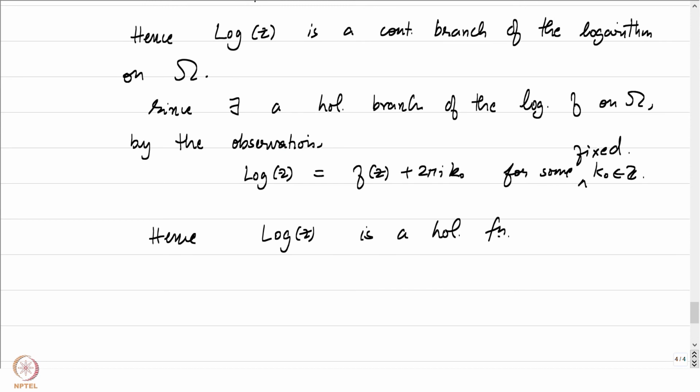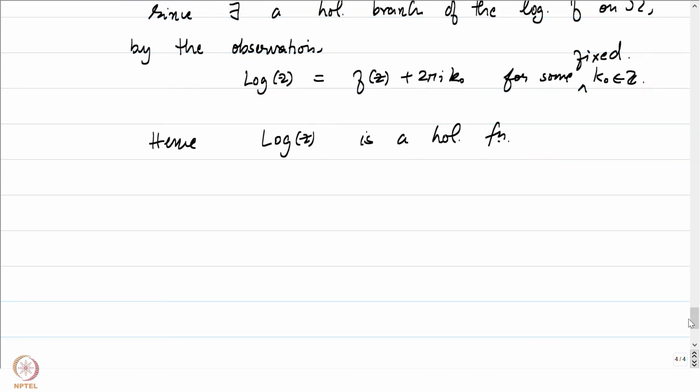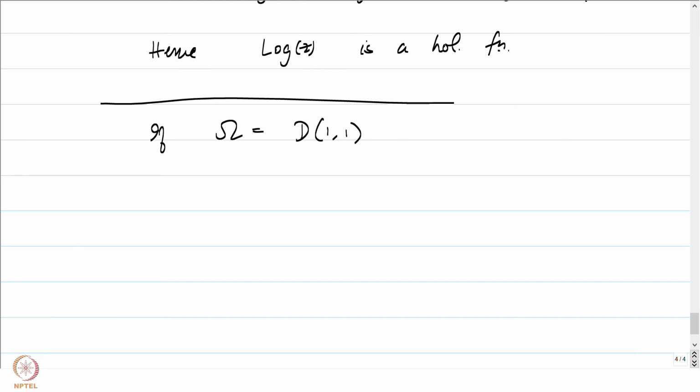So we in fact have an explicit expression for a holomorphic branch of the logarithm on omega, which is basically C minus the negative real axis. Of course, C minus the negative real axis was just one example of a simply connected domain in C star. We could have picked any simply connected domain. We do have the existence of a branch. So for example, if omega is say the disk of radius 1 around 1, this is a simply connected domain in C star.